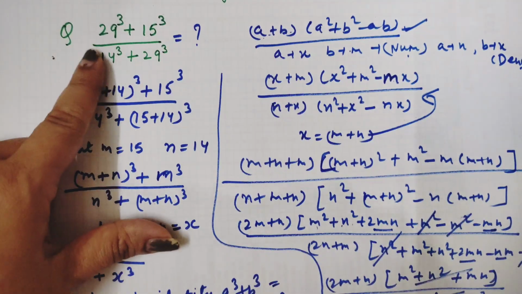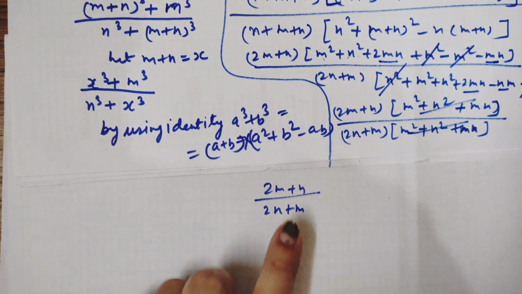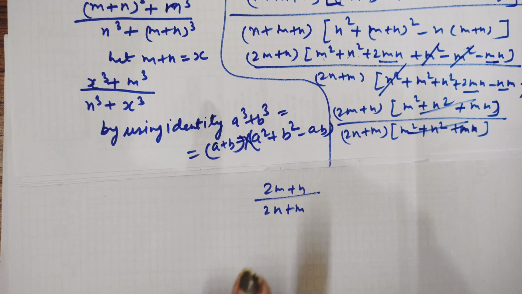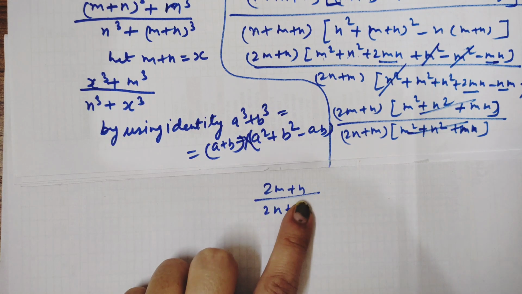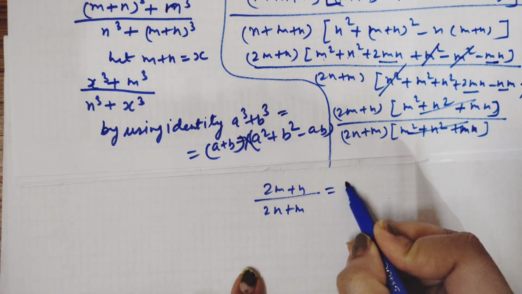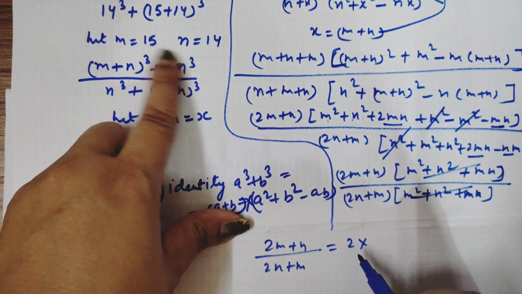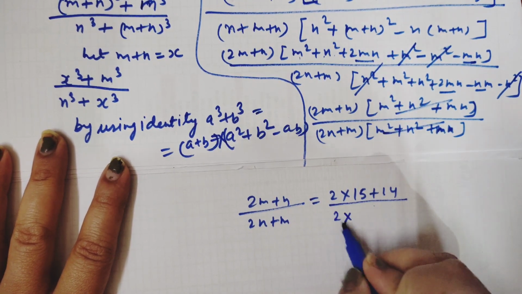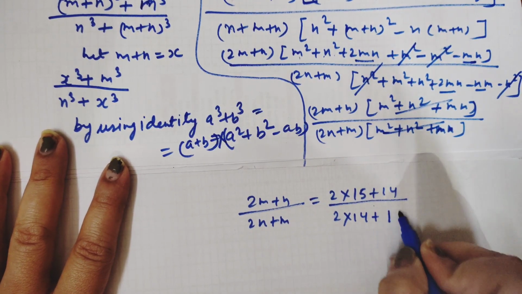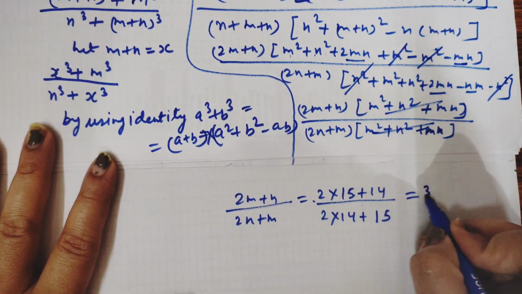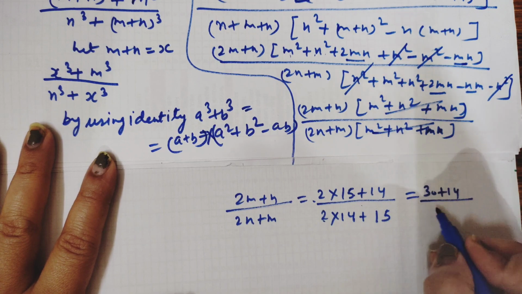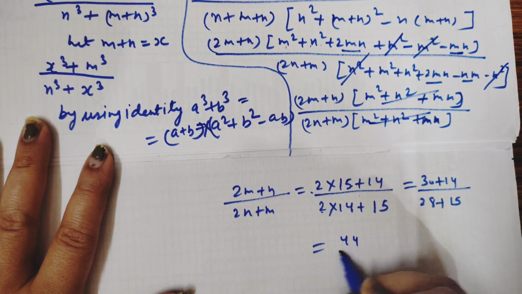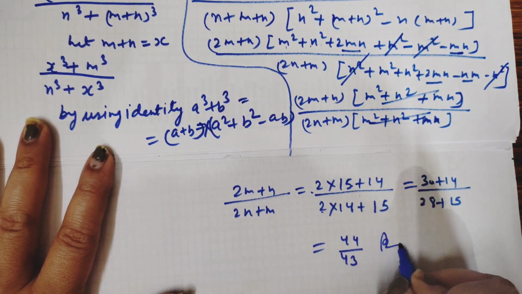The question is in cubic form, and now the expression is without cubes. So now it will be easy to solve without cubic variables. Just put the value of m and n and write the answer. 2 into m: m value is 15 and n value is 14. Now 2 into 15 is 30 plus 14, 24 to the 28 plus 15. So if you solve, it will be 44 upon 43 as the answer.